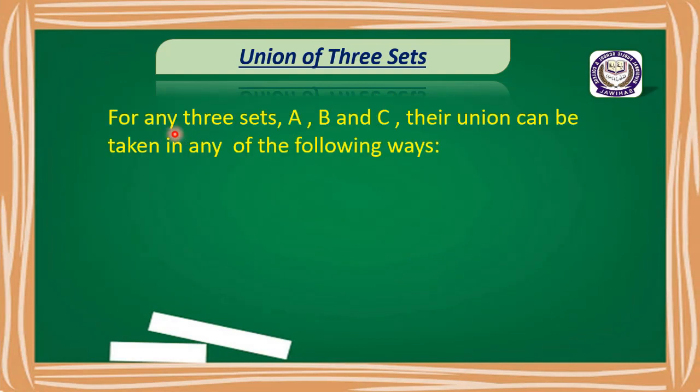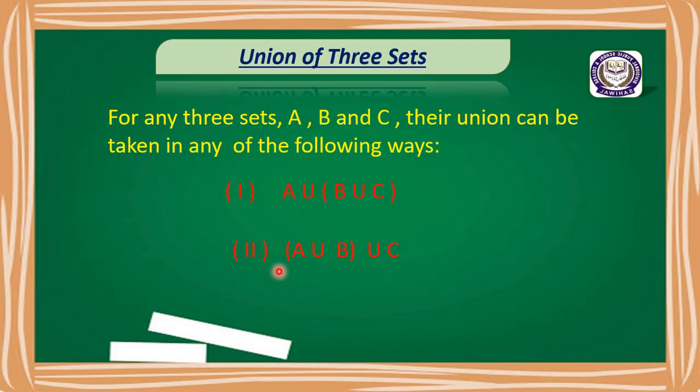Students, for example, we have 3 sets A, B, C. Their union can be taken in any of the following ways. हम इसे दो तरह से मालूम कर सकते हैं. Number 1, A union bracket B union C. सबसे पहले B union C मालूम करेंगे. Then the answer जो आएगा हमारे पास as a set, उसका हम A के साथ union लेंगे.